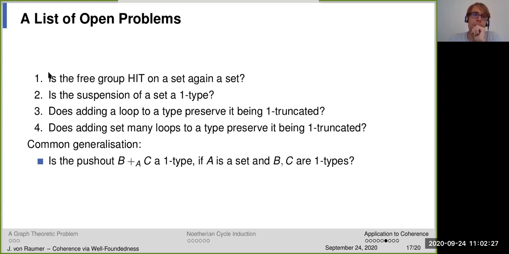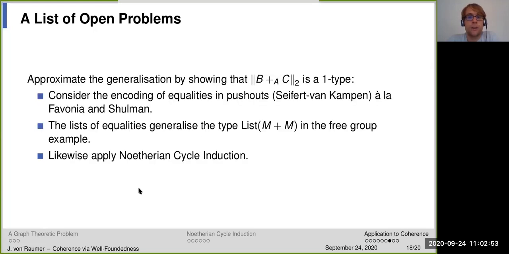And then all these four questions admit a common generalization, which is about pushouts. If we have a pushout square where B and C are one types and A is a set, is the resulting pushout a one type again? And like all these other problems, obviously this is open as well. The only thing we can do is find an approximation in the same way, which is not showing that the pushout itself is a one type, but that the two truncation of the pushout is a one type. And we can show this generalization of the previous problem basically by generalizing the proof as well.